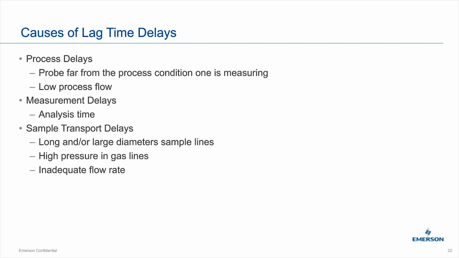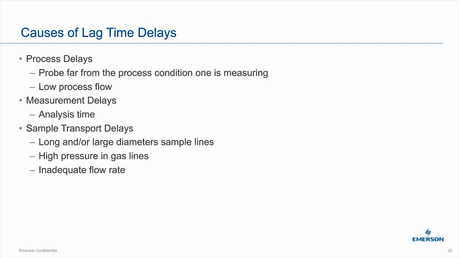And then there's the measurement time delay, which is basically how long it takes the GC to do an analysis. On C6+, we range anywhere from 2 to 4 minutes, but on some of our chemical applications, it's 10 to 30 minutes. So you need to keep that in consideration if you're making a process change, when you're going to find out the effects of that change.